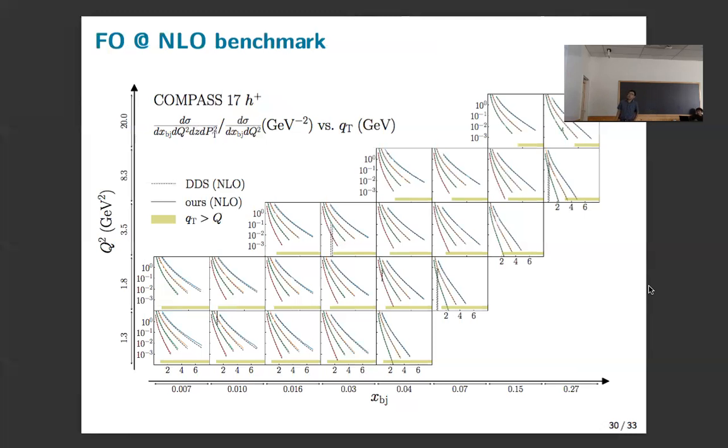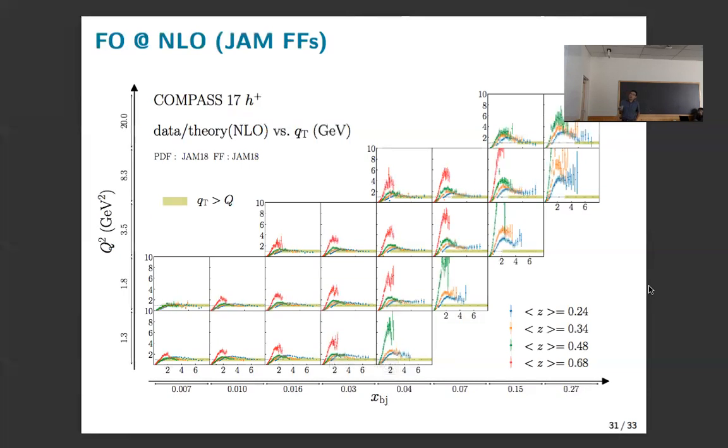Equipped with this next-to-leading order, the question now is, with the new prediction, will it repair the fragmentation function? This is what I get. You can see that the picture is basically almost flat around one, except for the high Z data.